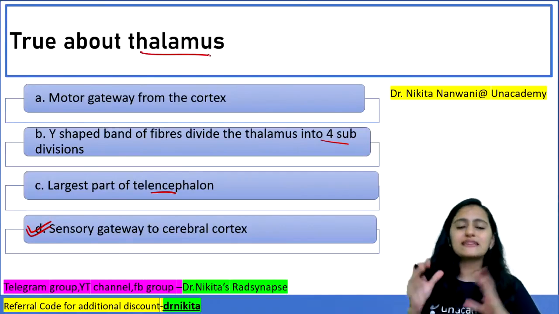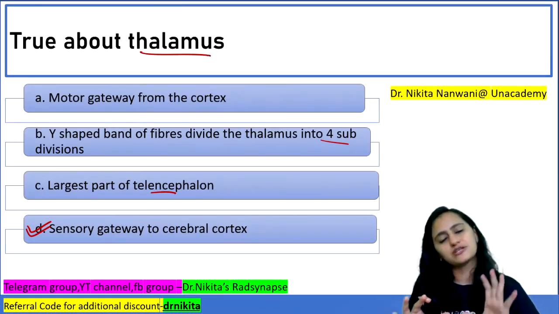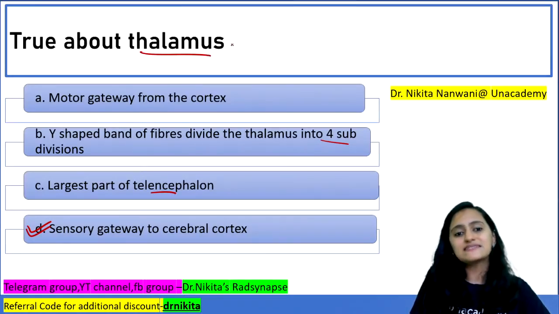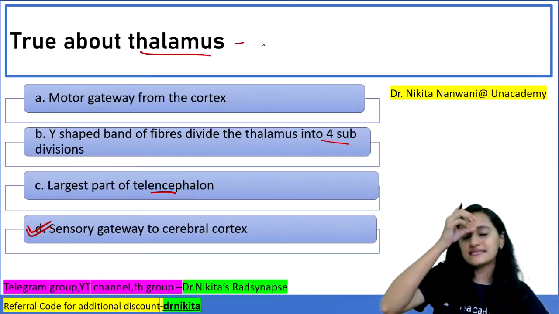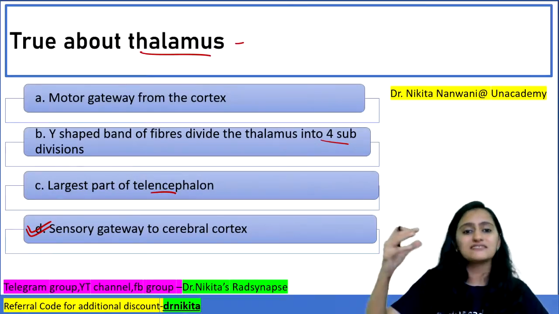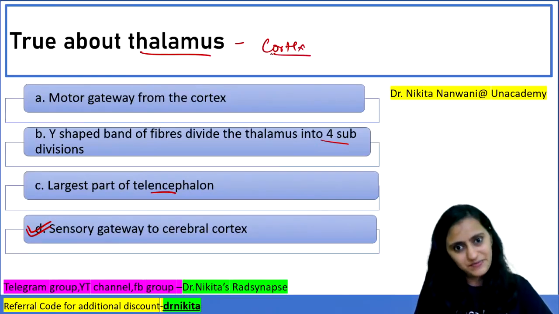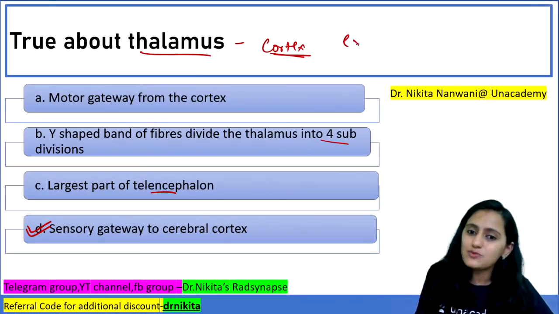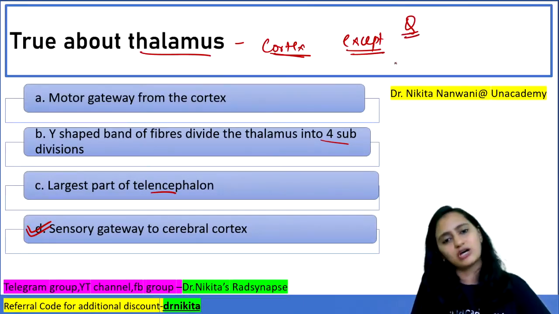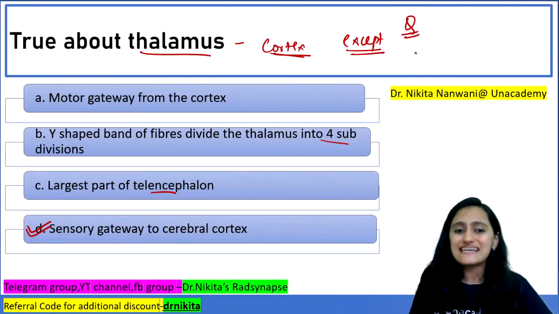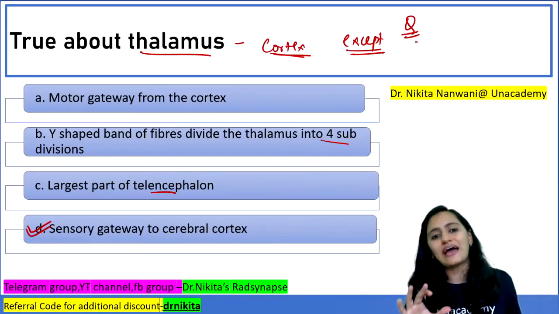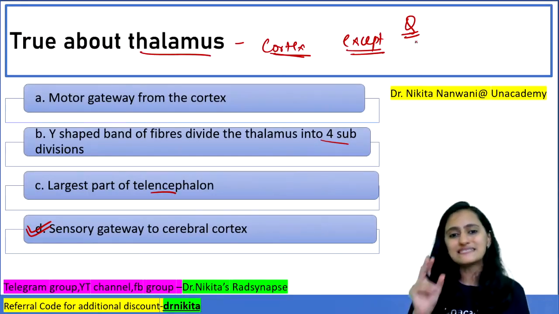So whenever we say thalamus, the first thing that should come to your mind is that it is the sensory gateway. So all the sensations, the afferents, they pass through the thalamus and then they go to the cerebral cortex. Right? And there is one exception. So please add this one-liner to your notes if it's not there in your notes. Which sensation? All sensations, afferents, pass through the thalamus except one.